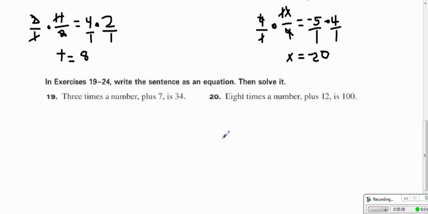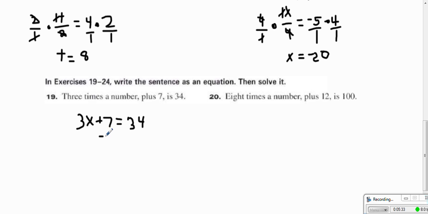Whenever you have some word problems, these are particularly easy word problems. 3 times a number, when you have to translate, 3 times the number is 3 times x. The number is x. Plus 7, sometimes they say added to 7 or increased by 7, so that's plus 7. Is always an equal sign, and is 34.